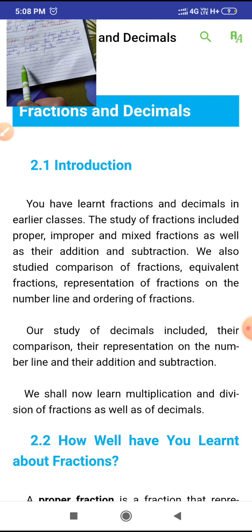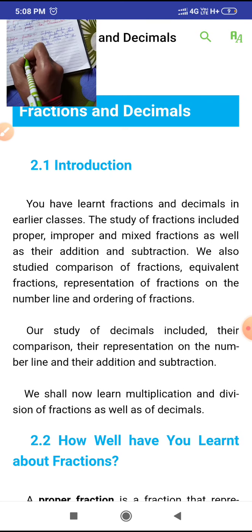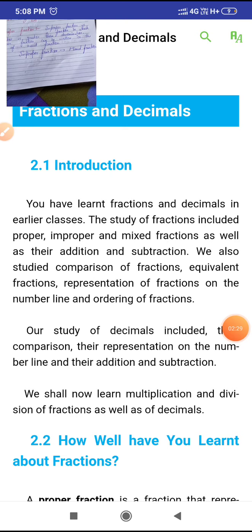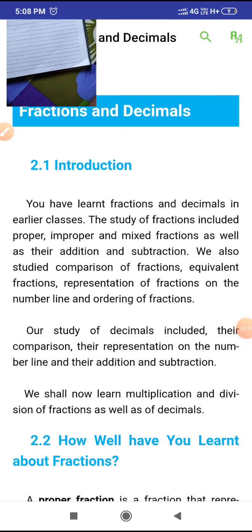And we can also write an improper fraction in the form of a mixed fraction. So we can write an improper fraction in the form of a mixed fraction.